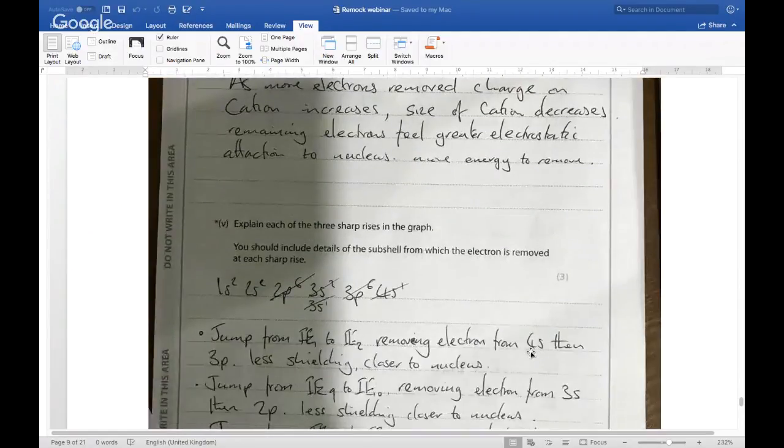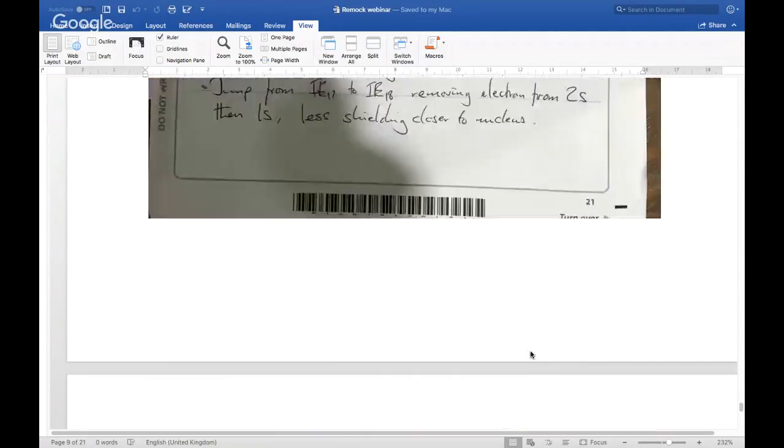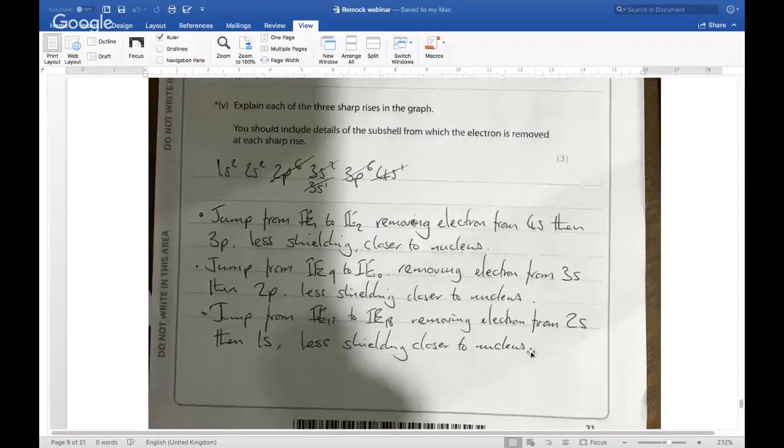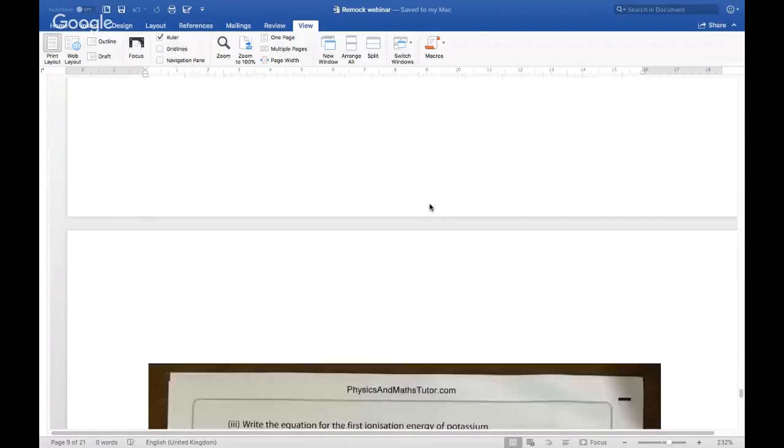Only need 2. Right, this one's the only one that I really need to go through because this was a disaster. First thing I did was I wrote down the electron configuration.